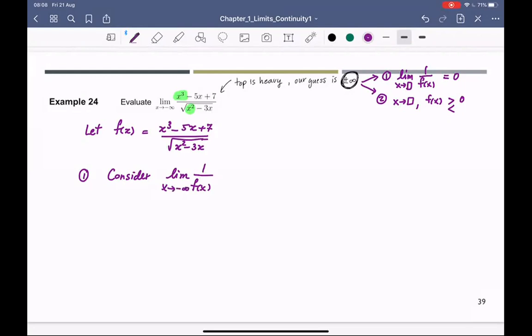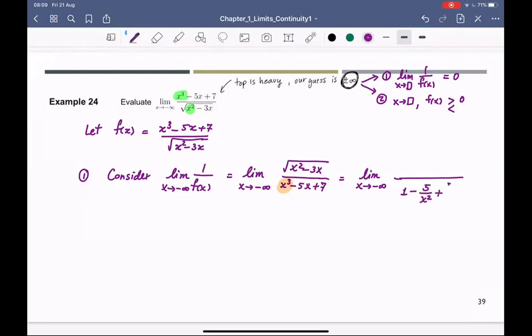For this context, x goes to negative infinity. So I want to compute the limit of the square root of x squared minus 3x over x cubed minus 5x plus 7. When you show your work, you have to show me how to do this question slowly. First of all, you have to divide everything by x cubed, because this is the highest degree. So on the denominator, I am going to have 1 minus 5 over x squared plus 7 over x cubed. On the numerator, I am going to divide everything by x cubed as well.